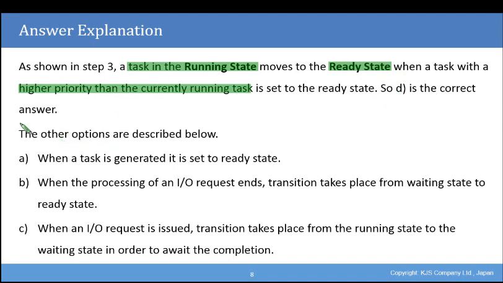The other options that we had as answers are described below. A. When a task is generated, it is set to the ready state. B. When the processing of an I/O request ends, transition takes place from the waiting state to the ready state. And finally, in C, when an I/O request is issued, transition takes place from the running state to the waiting state in order to await the completion of the I/O request. So here our answer is D, and what we've looked at is the transitions that can be taken between different states and what causes these transitions.